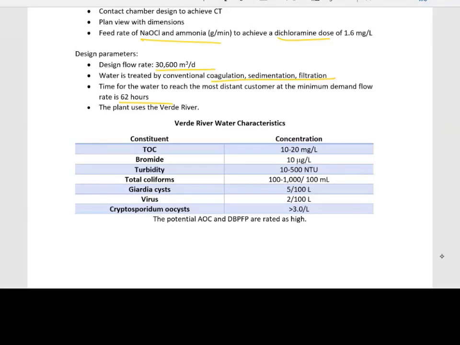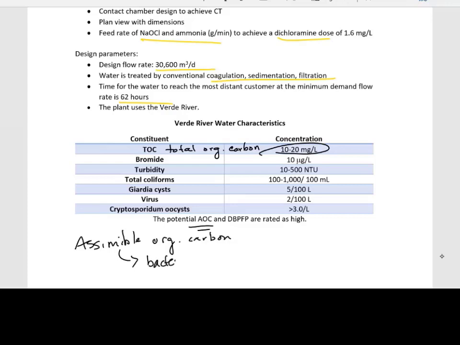So the river has very high concentration of total organic carbon. And we worry about total organic carbon because the disinfectant can react with that organic carbon to produce what is referred to as assimilable organic carbon. And that's important because that is typically low molecular weight compounds that can result in bacterial regrowth in the distribution system.